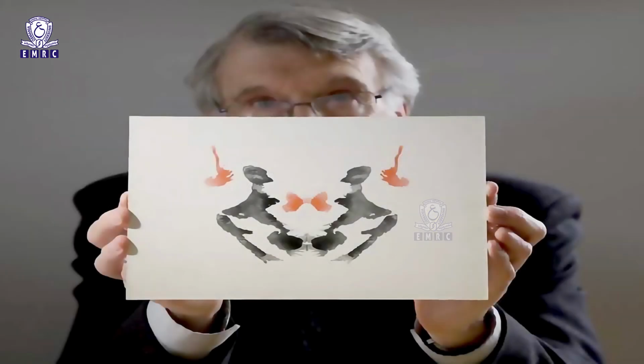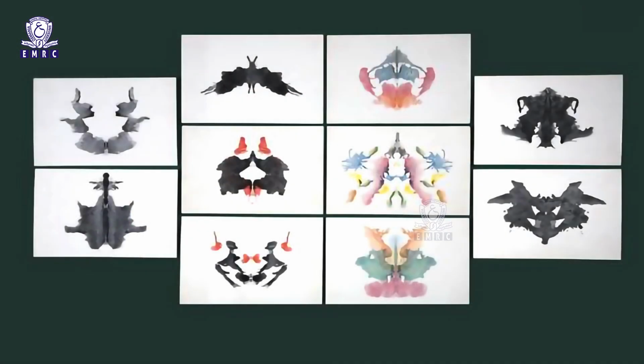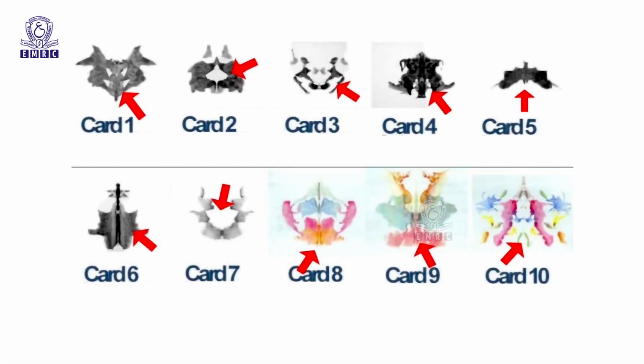Over the years, countless psychiatrists and clinical psychologists have shown these blots to their clients and asked what they saw. The test consists of 10 cards. This figure shows the most popular responses given by many participants on the Rorschach cards, such as in card 1, where popular responses given were bat, butterfly, moth.